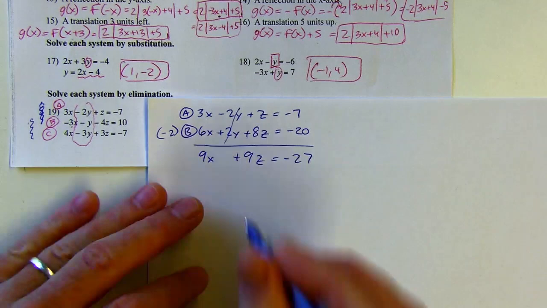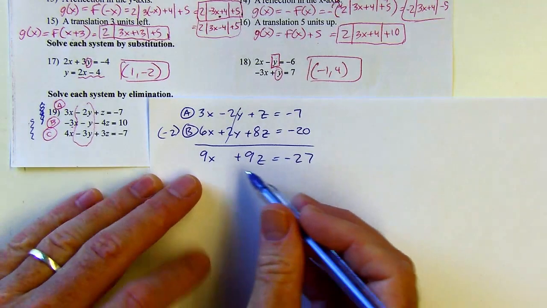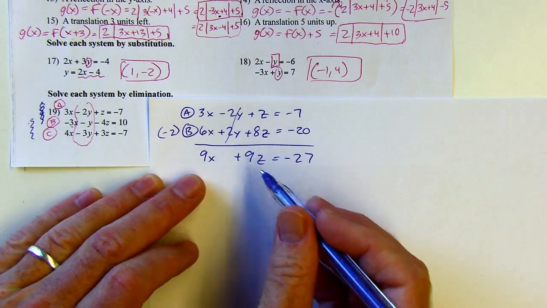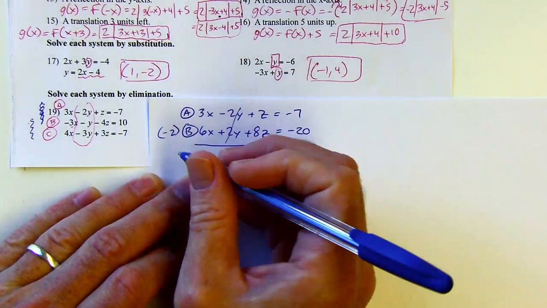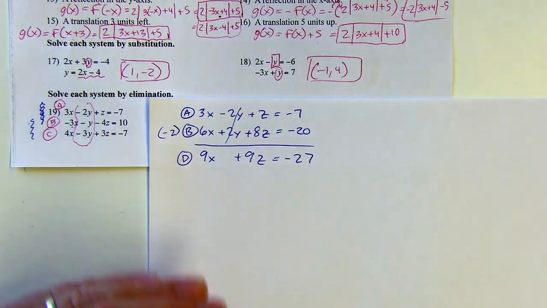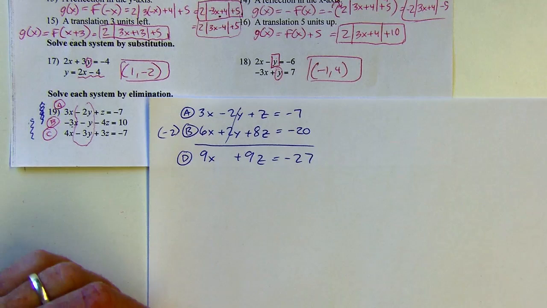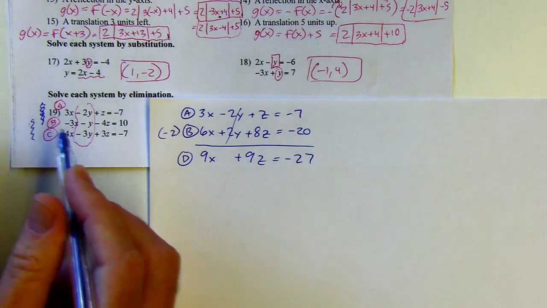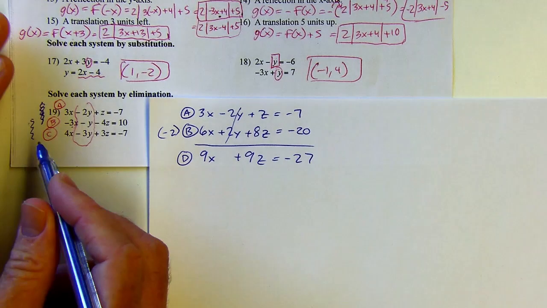Okay, now I've got a new equation, but this equation only has an x and a z, no y's. I'm going to give this new equation a name. I'm going to call this equation D, because I've already used up A, B, and C. And I'm going to put that aside for a minute, and I'm going to repeat the process, but I want to use two different pairs of equations.